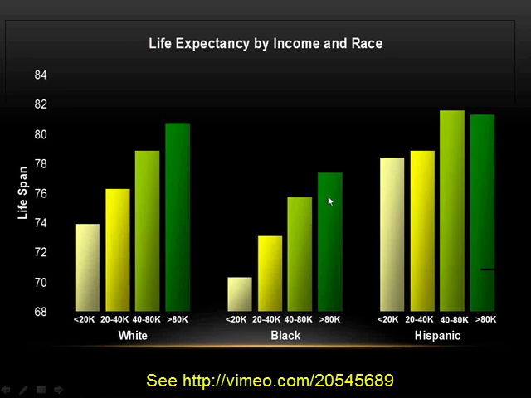But we also see the race impact, because at every income level, whites live longer than blacks at the same income level. And that's the race effect. So we have established that both race and income have an impact on health.